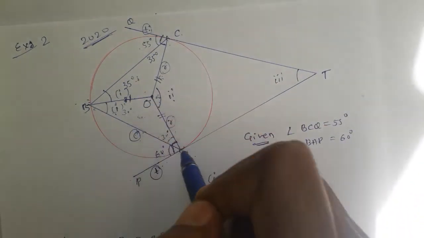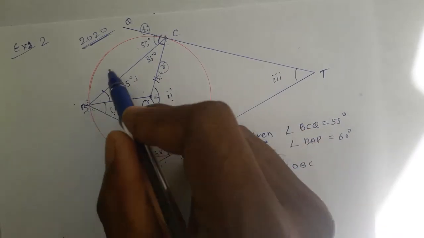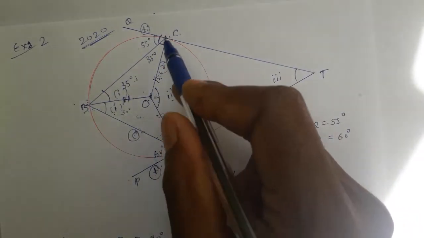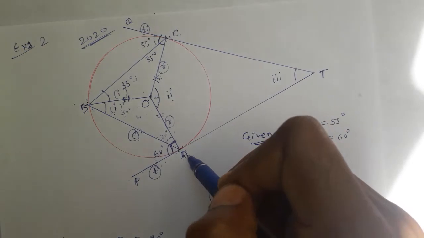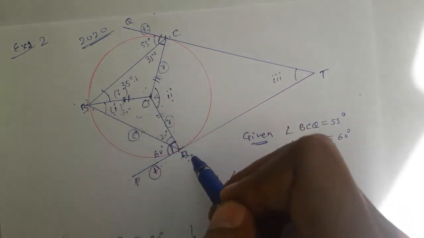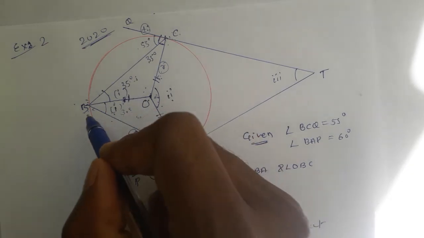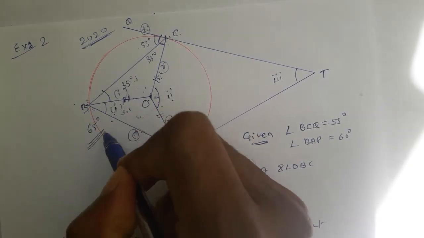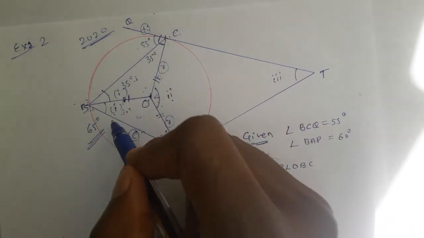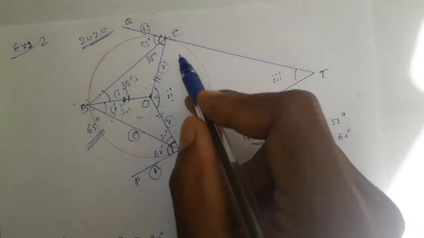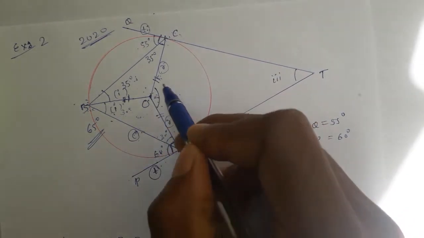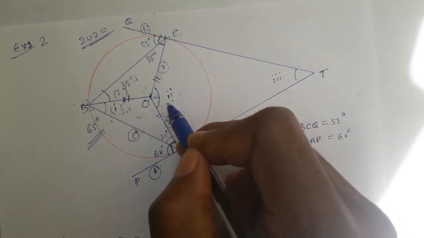ABC is also formed from A and C ends. So ABC is circumference, AOC is center. So AOC center is double of ABC circumference. This ABC is how much? 30 plus 35, 65 degree. ABC is 65 degree. AOC definitely is 130 degree, because the angle at the center is double of angle at the circumference.